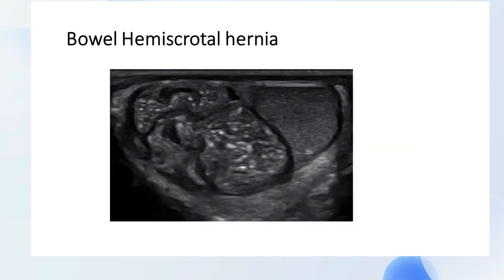Again, you can see the bowels there, and they are compressing the testicle here. If you put your probe here, you can see peristalsis in real time, in keeping with a bowel motion. So you can see bowels inside the scrotum itself. So this is a bowel hernia.